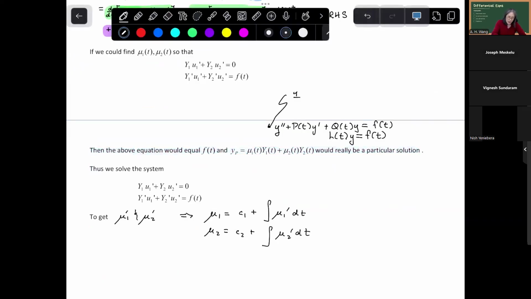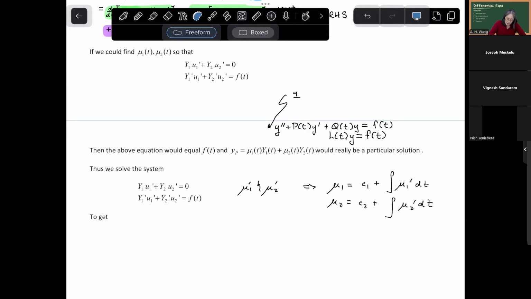So let's go ahead and solve this. I'm going to move this off to the side. That's the goal. You're going to solve this to get the mu1, mu2. And let's take a look at this.